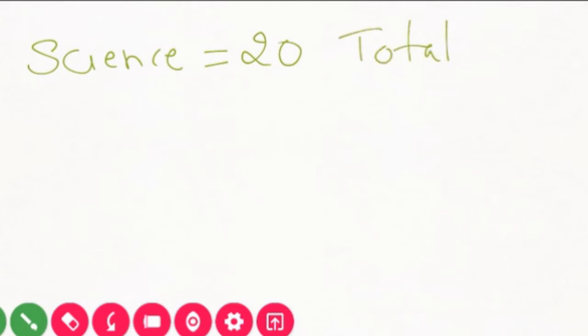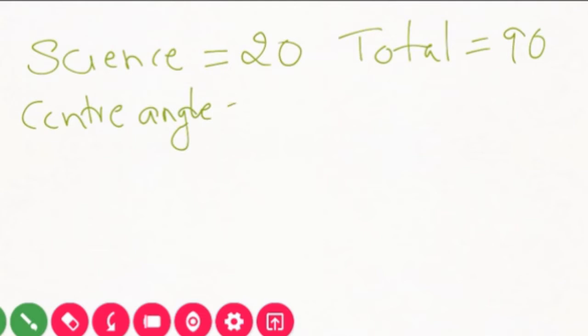For the students who are interested in science, totally how many members are interested in science? Yes, it is given, 20 members. Okay. Total how many are there? Total members are 90. Then what we need to find? We need to find the center angle. I will take it as x. Then what is the total angle? Total angle is equal to 360 degrees.